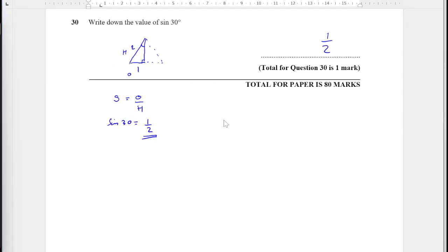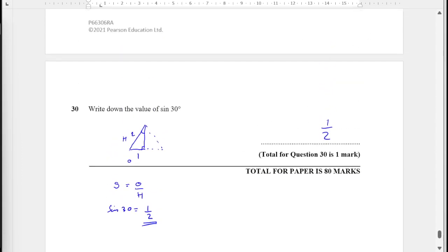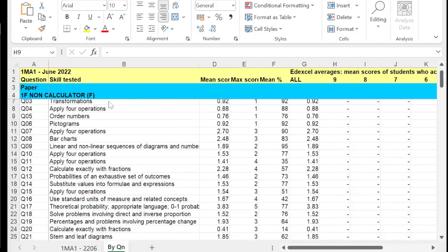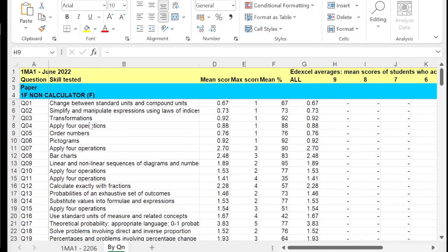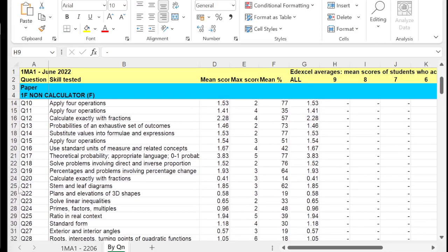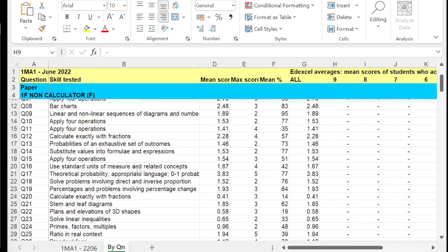Okay, and that brings us to the end of that paper. That was a really nice paper. Just so you're aware for your additional revision, this is kind of the skills tested for each question. So if you found, let's say, question 21 particularly difficult, that was stem and leaf diagrams. So that document there can be quite useful. I'll leave it on the screen.